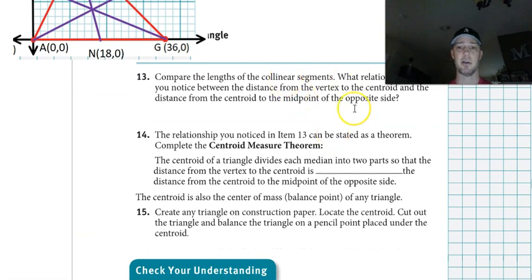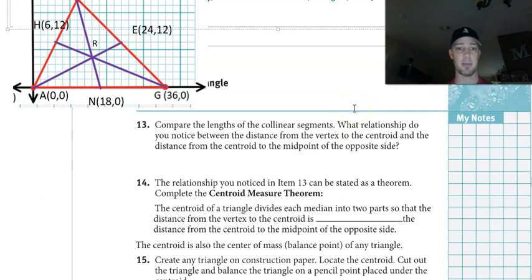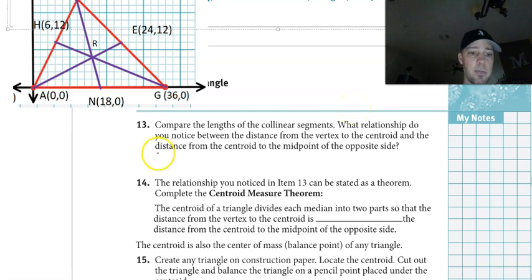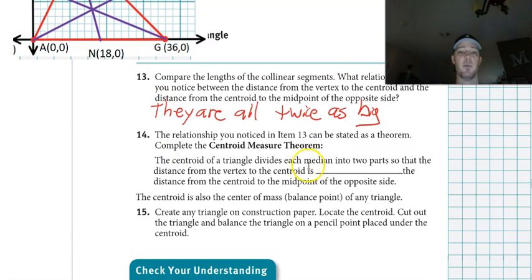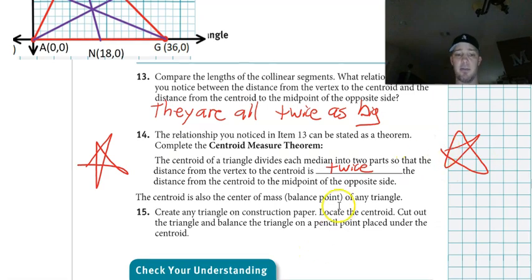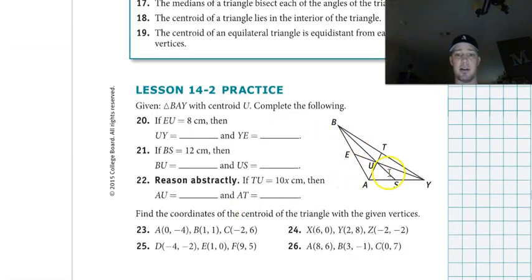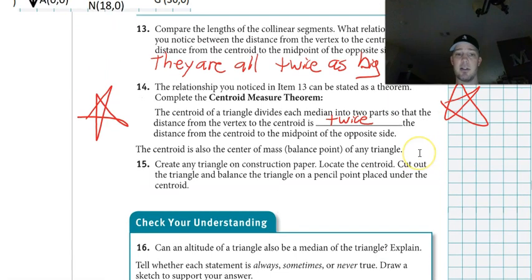So compare the lengths. What relationships do you notice between the distances? They're all twice as big. Okay, so then we can actually go ahead and write the centroid measure theorem. This is important right here. It says the centroid of a triangle divides each median into two parts so that the distance from the vertex to the centroid is twice the distance from the centroid to the midpoint of the opposite side. And once again, you're going to need to remember this for the check your understanding questions down here, as well as homework questions that we have.